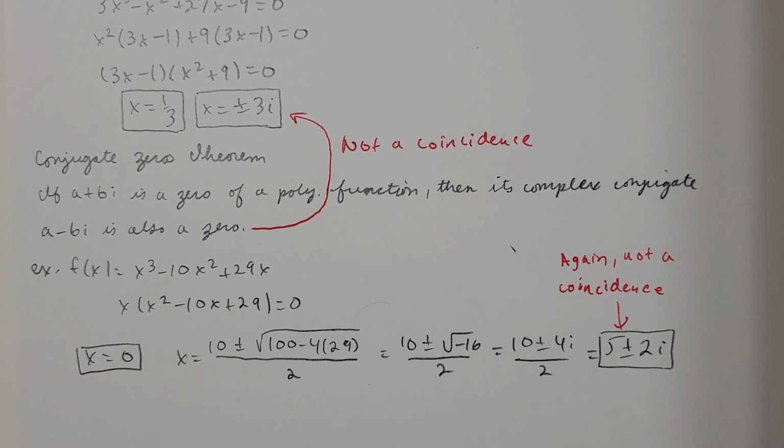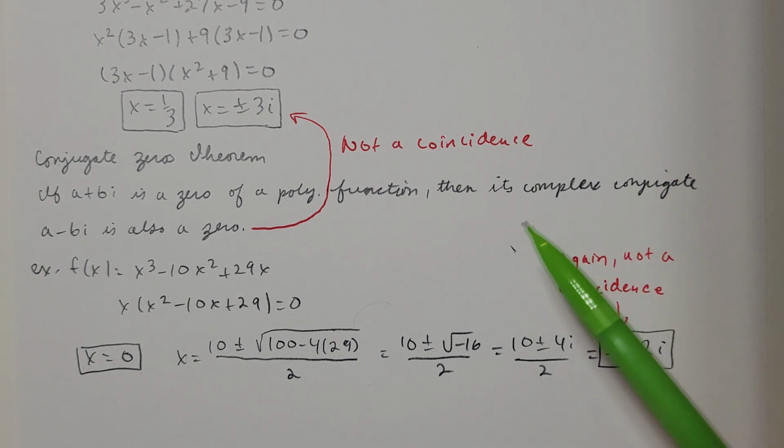Let's try this one next. How about f of x equals x cubed minus 10x squared plus 29x? X is in common to all 3 of these terms, so I can factor that out. That would leave me with x squared minus 10x plus 29 equals 0. If I set each of these equal to 0, I have x equals 0. That's one answer. Then I have to solve x squared minus 10x plus 29 equals 0. That's not going to factor nicely.